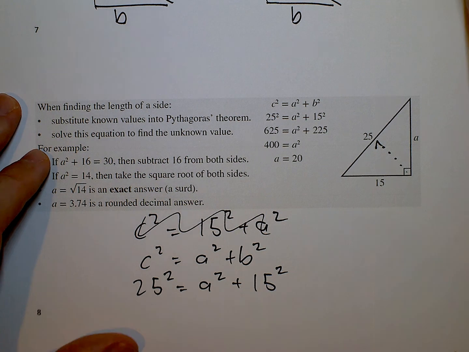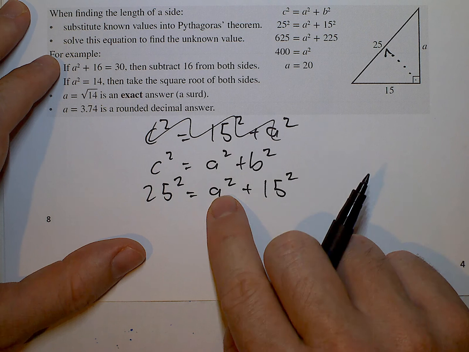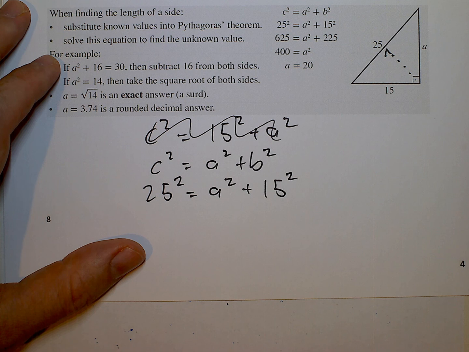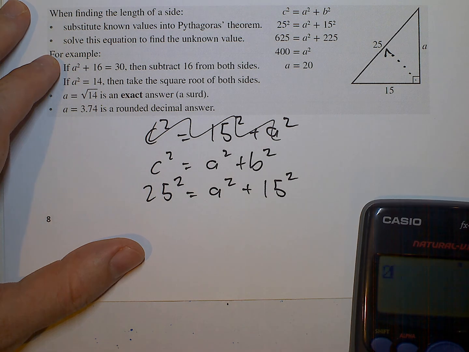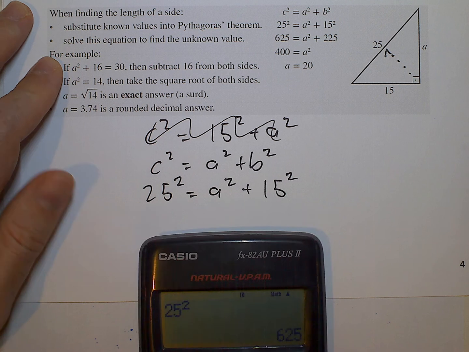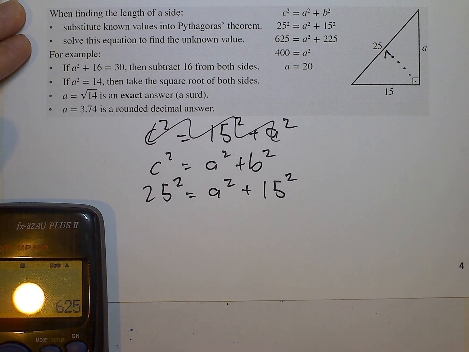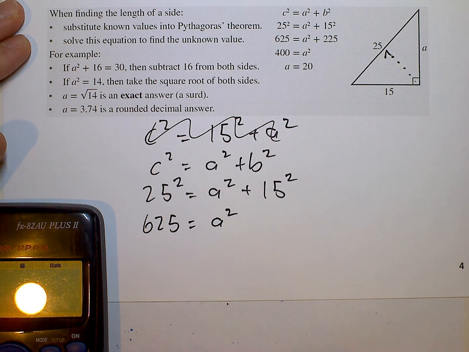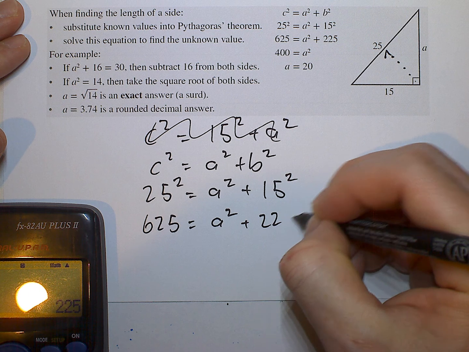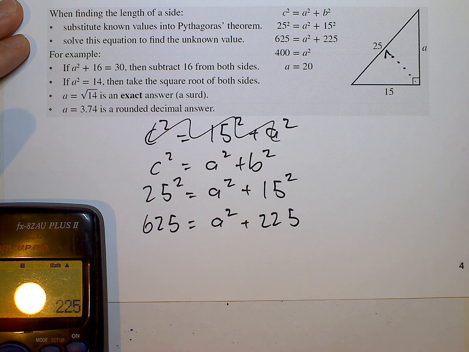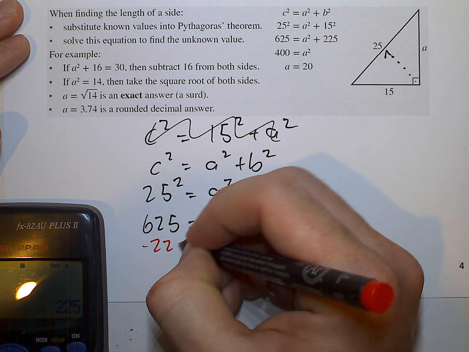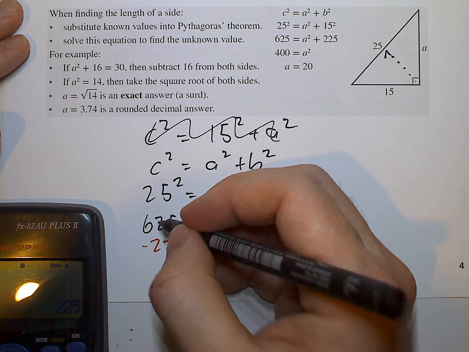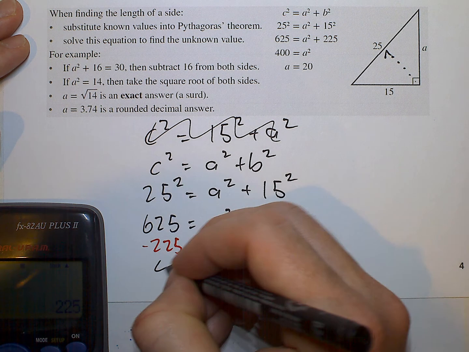If we were trying to solve for that, we would go, okay, I want A by itself. Actually, let's expand these numbers first, because then we're less likely to get confused. 25 squared is going to be 625, equals A squared, and our 15 squared will be 225. Okay, from here, let's minus 225 from both sides, so that's a manipulation. So therefore, I'm going to be left with 400 on this side.